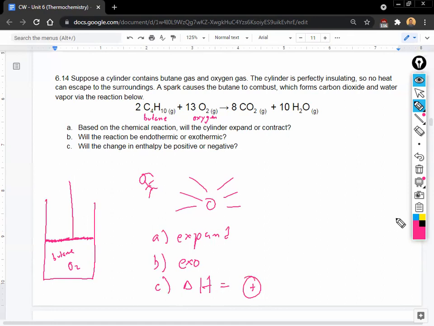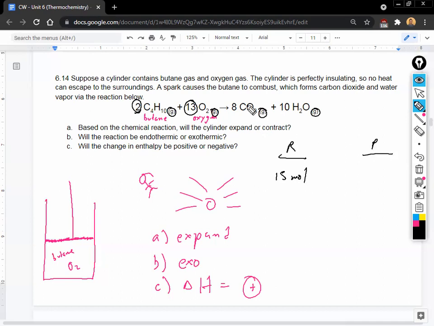There is actually another way to think about this. If you guys notice, they're all the same state of matter, right? They're all gases, right? Now, if you look on the left side, on the reactant side, how many moles of gases do you have? You have two different chemicals. You have 2 moles of butane. You have 13 moles of oxygen, right? So you have 15 moles of gas, right?